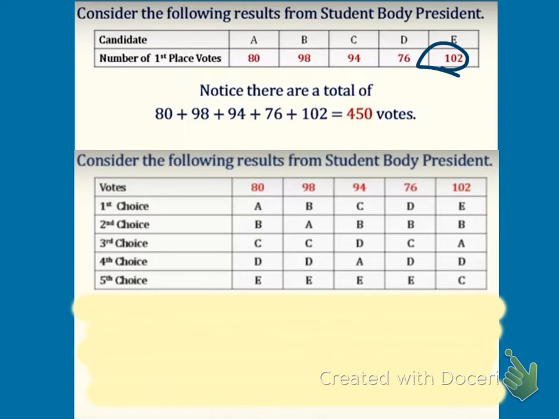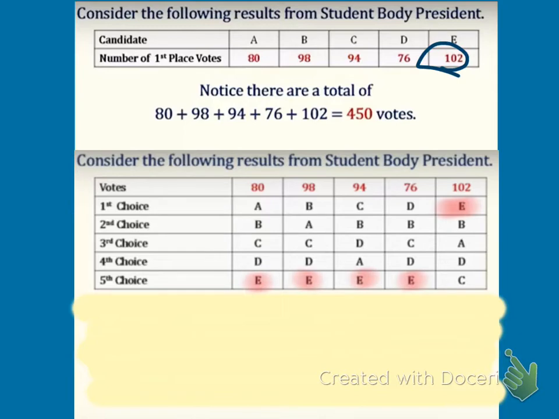So here's another example. Say the results were this. And notice E received the most, 102, right? E's got the most. B is second with 98. So E has the most votes. Still the winner. But let's take a look at E's results more closely. If you notice, on every other ballot, E came in 5th. So is that really the choice you'd want for your class president? So 102 students really like E, but then 348 had them ranked last?